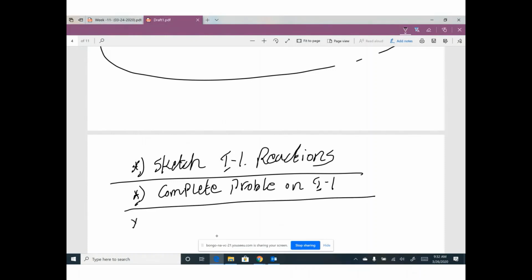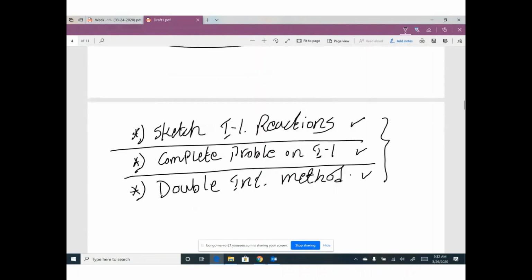Then the double integration method, problems like we did today or last time. So one problem, 2, 3 problems. Until this moment, 3 problems in the coming exam. We still have 2 more: the conjugate beam method and virtual work.